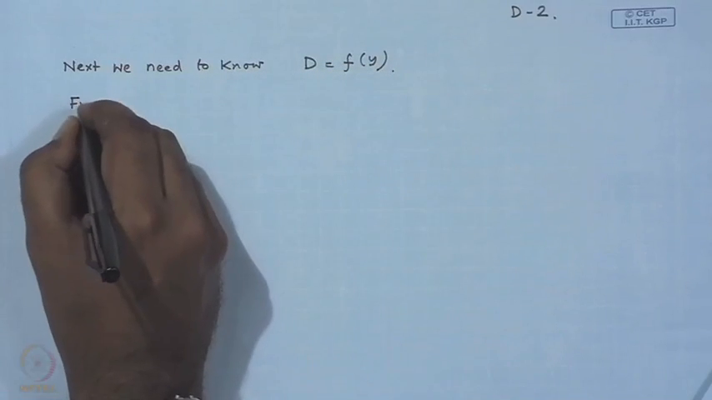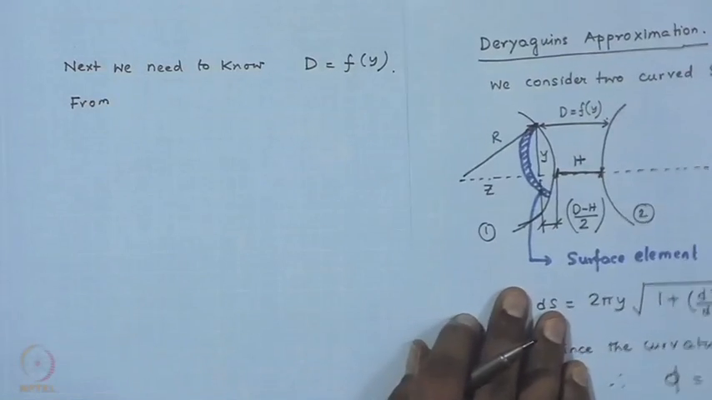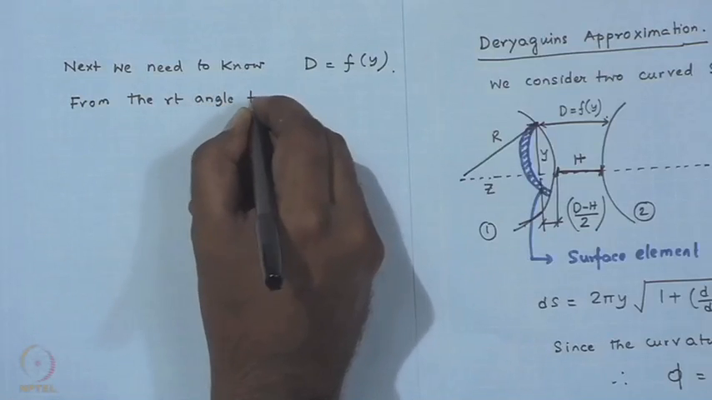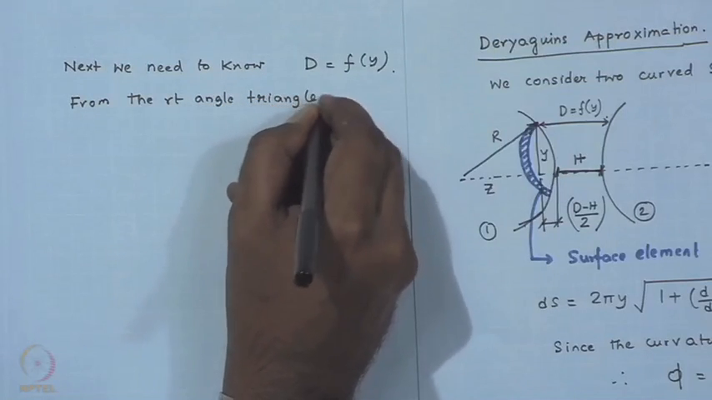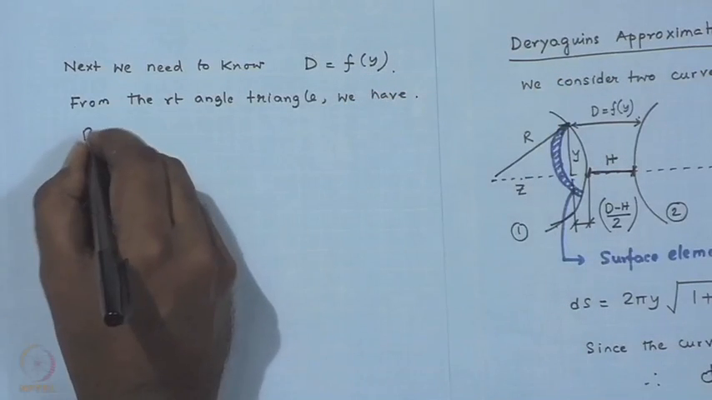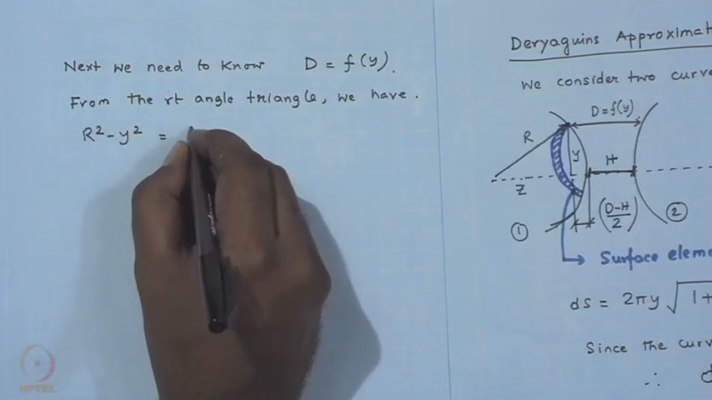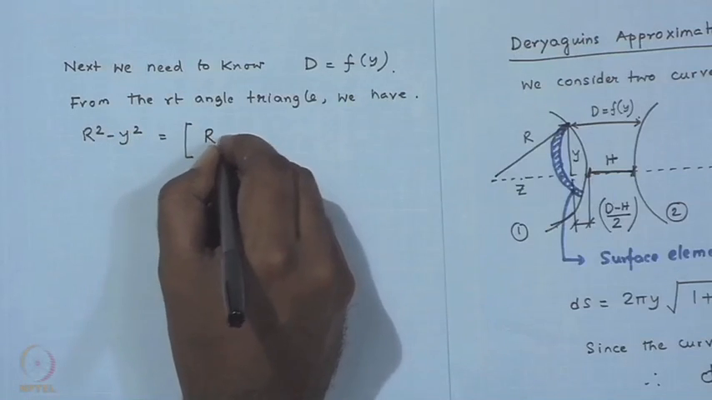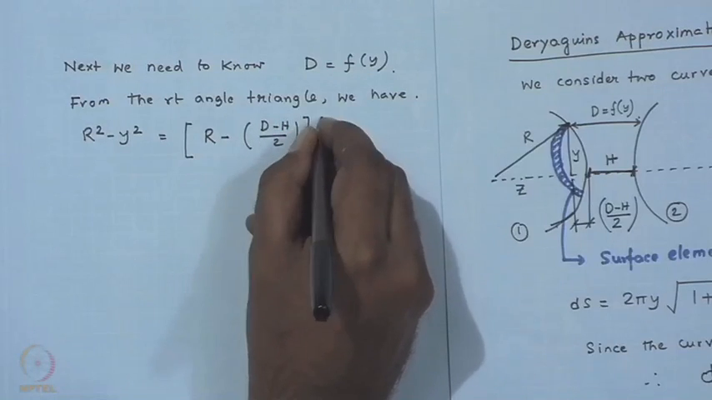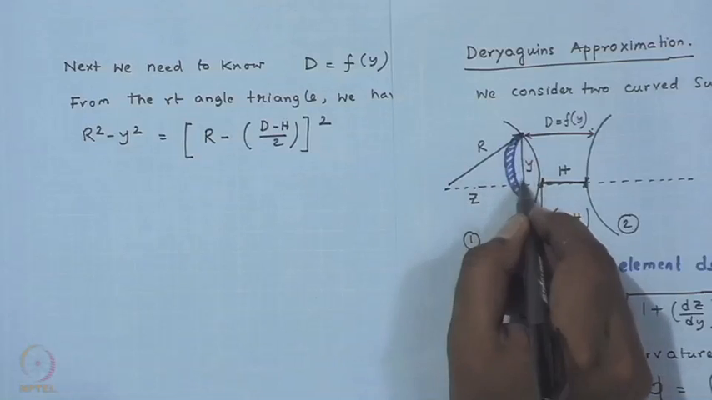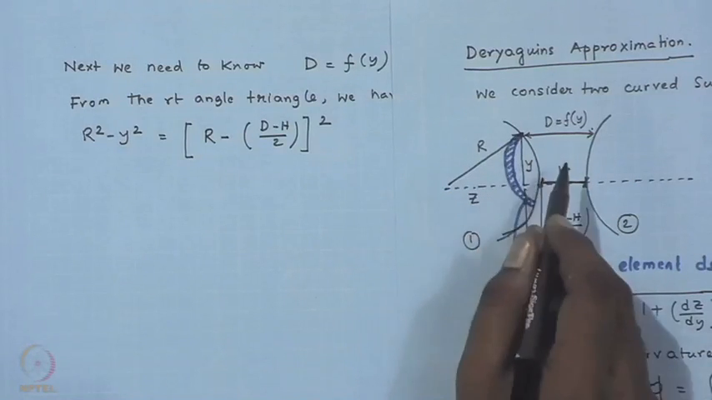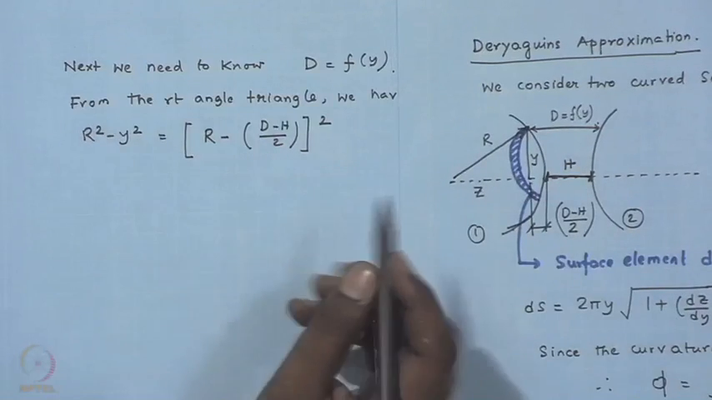Now, from the right angle triangle over here, we have r square minus y square is equal to r minus d minus h by 2 whole square. So, this is r square. So, it is essentially y square plus this amount, which is r minus d by h by 2. Okay. So, this is Pythagoras theorem. So, this plus y square is equal to r square.